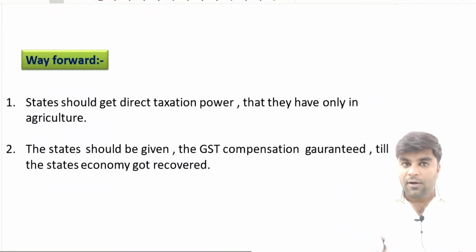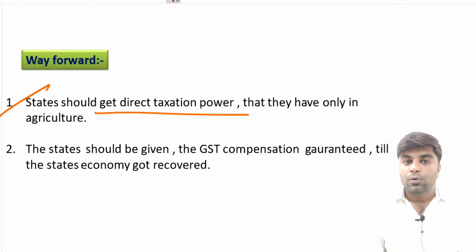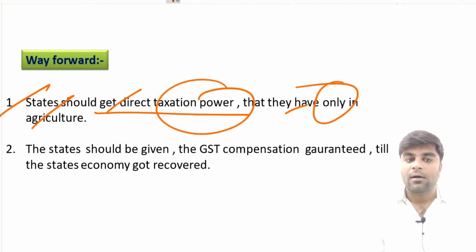Now, when we look at the way forward, what are the solutions? The states should be given the power to impose different kinds of direct taxes. The states should get direct taxation power, which they currently have only on agriculture. You have to be very careful here, guys. You have to remember these kinds of points.